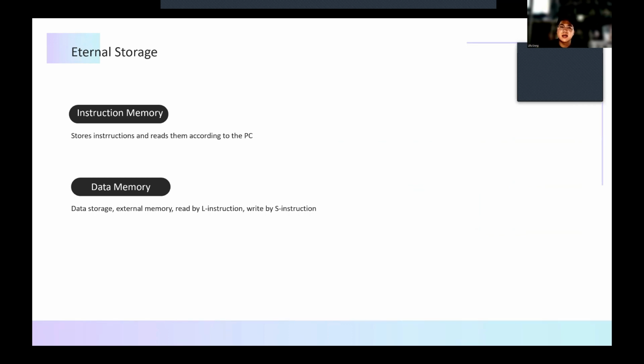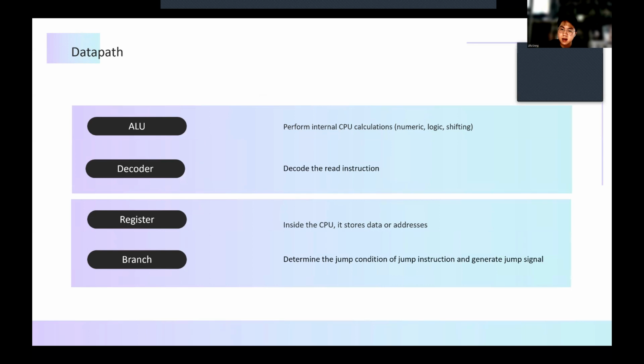And this CPU contains two external storage modules, including the instruction memory, which is responsible for storing instructions and reading them according to the value of PC. And there is also a data memory, which is used to store data. This data can be read by the L instruction and written by the S instruction. In addition, I'm going to share the data path design. We can see that there are 4 main parts inside the data path.